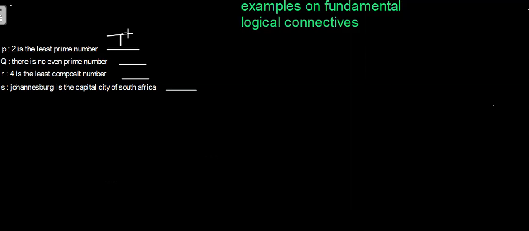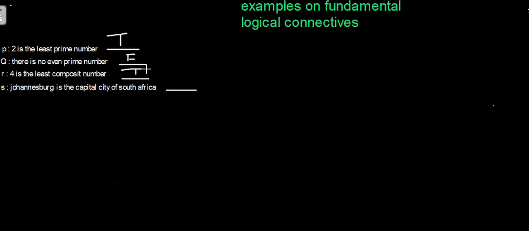The second one says that there is no even prime number. As you guys see, 2 is an even number and it is also prime. So for that reason, this will be false. And then the third one says that 4 is the least composite number. And it is true. So 4 is the least composite number, so my truth value will be true.